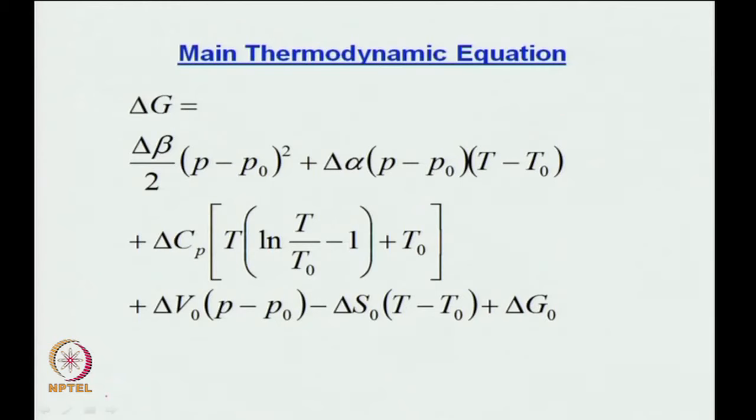And just check one thing in the last class, whether I had written delta G naught. Hopefully I had not missed it in the last class. So anyway, this is the total equation, right?